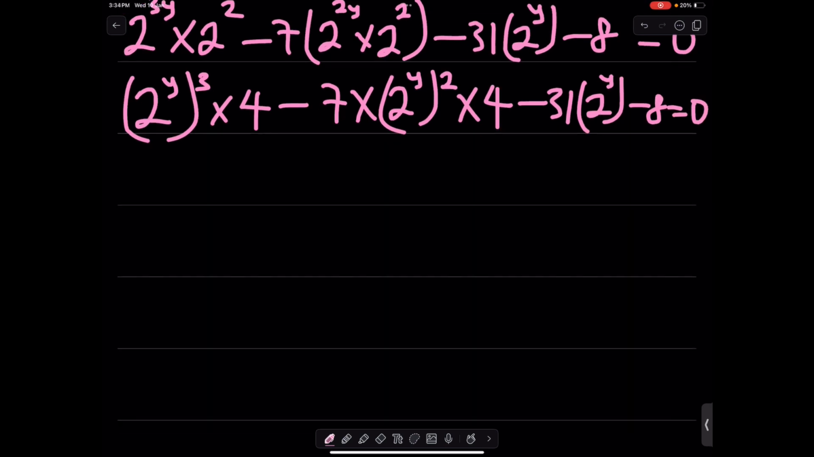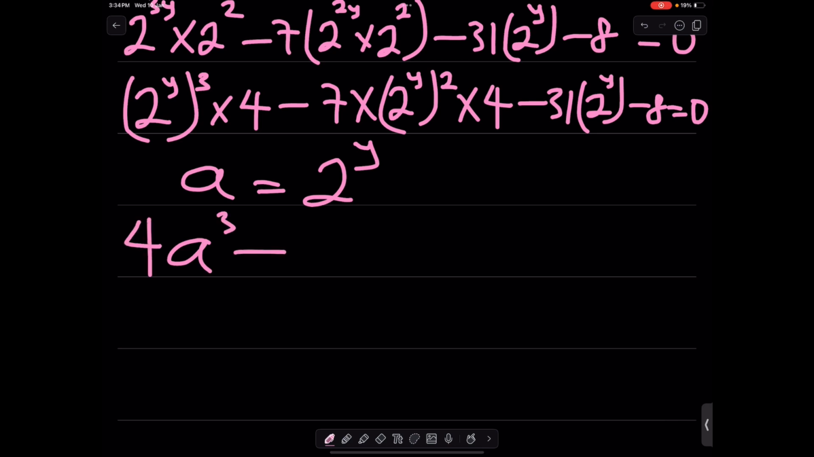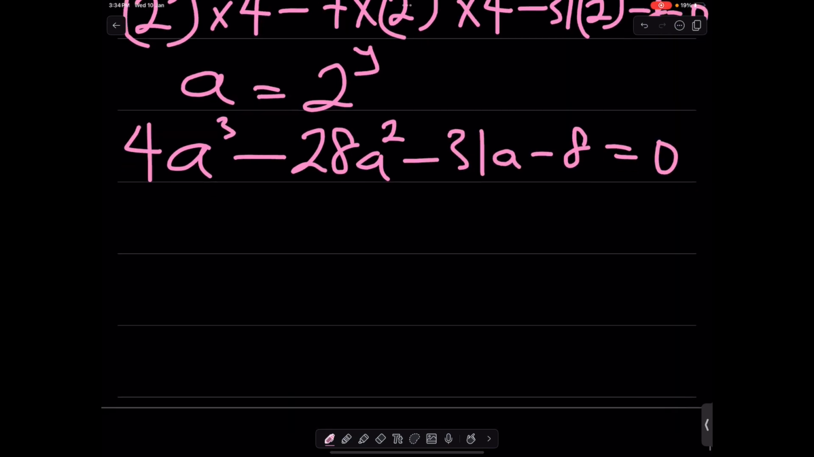And that means let a be equal to 2 raised to power y. That simply means a raised to power 3 times 4, which is 4a cubed, minus 7 times a raised to power 2 times 4, which is 28a squared, minus 31a minus 8 equals 0.